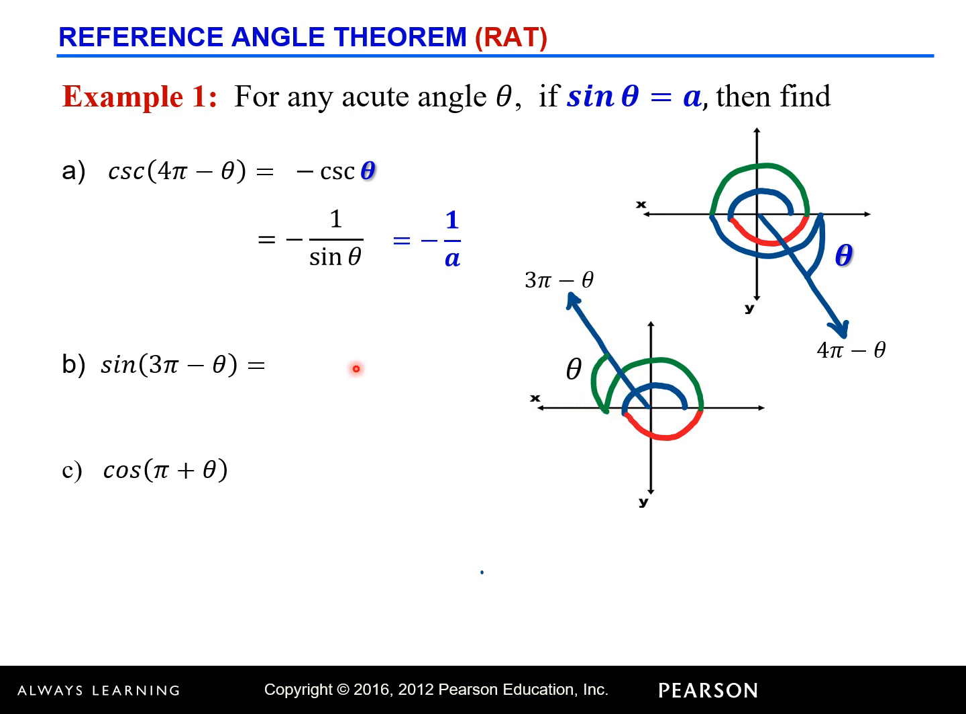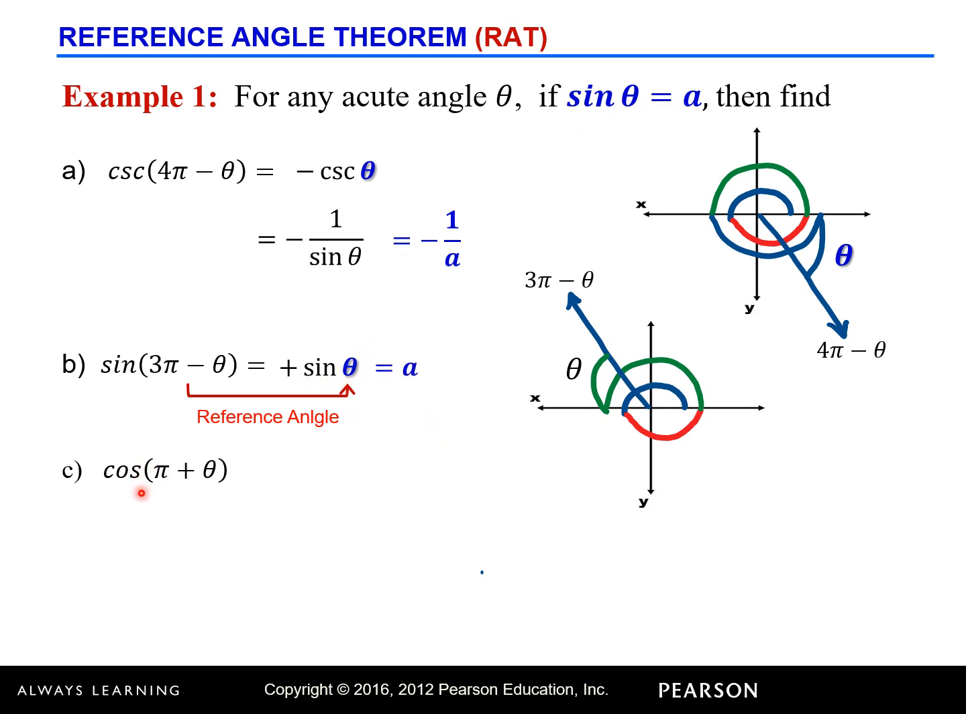Since the angle 3 pi minus theta is in the second quadrant, and the sign of sine in the second quadrant is positive, we will now have positive sine of theta. This theta is the reference angle of 3 pi minus theta. So we can now substitute, since the given A is sine theta, so the answer for letter B is A.